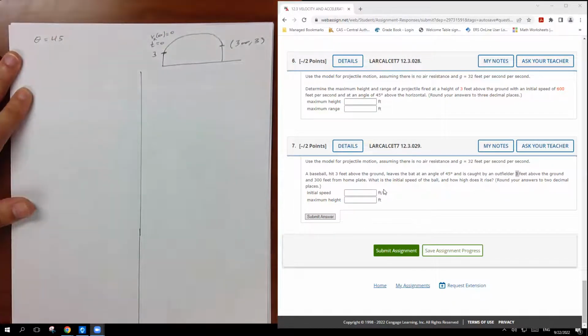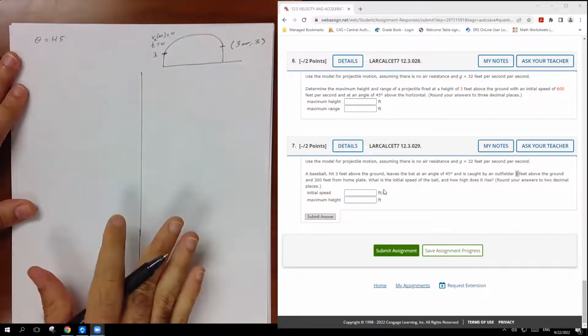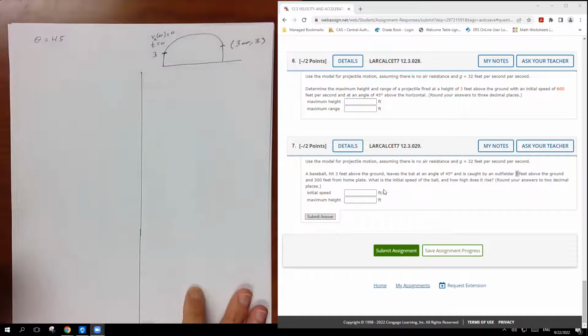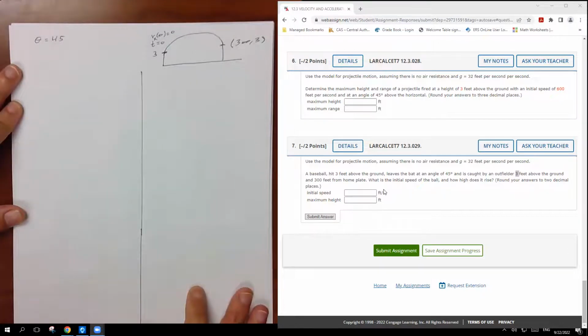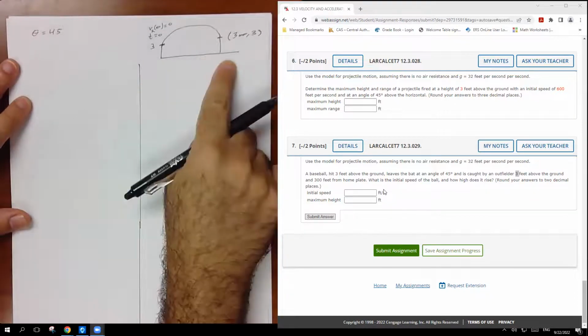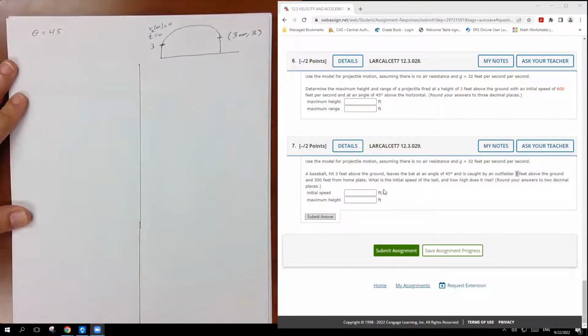So let's start working on this one. We're going to do exactly the same thing, horizontal and vertical, to find the position vector, because our goal now is to find, yes, here, what is the initial speed of the ball and how high does it rise? Initial speed and maximum height. So first of all, we're going to find the initial speed.